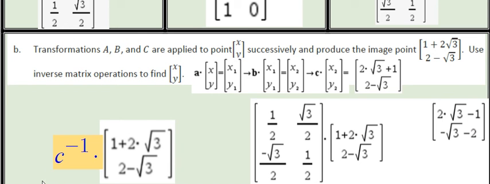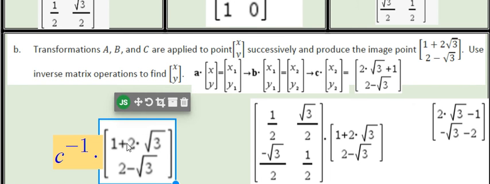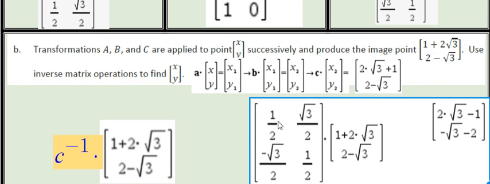So we start with the inverse of C applied to 1 plus 2 radical 3, 2 minus radical 3. When we multiply this inverse by this point, we get 2 radical 3 minus 1 and negative radical 3 minus 2.